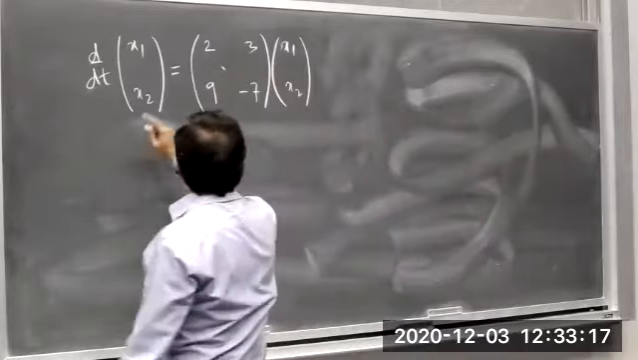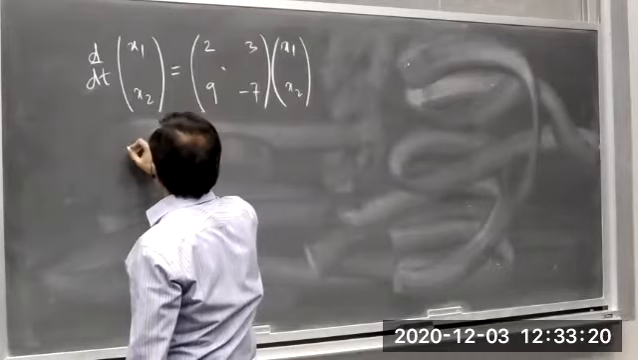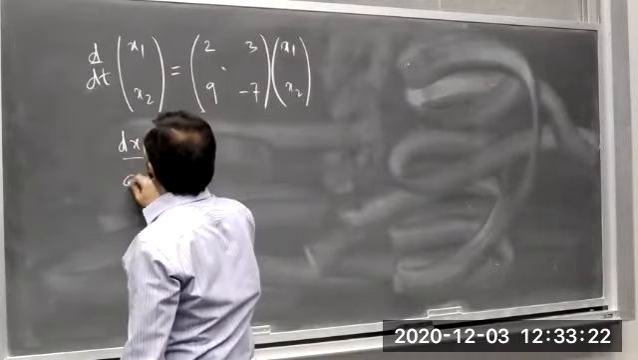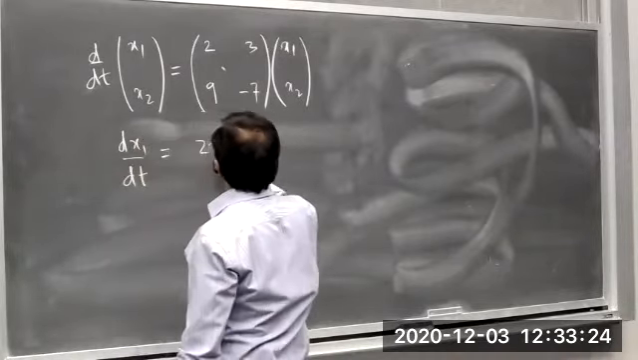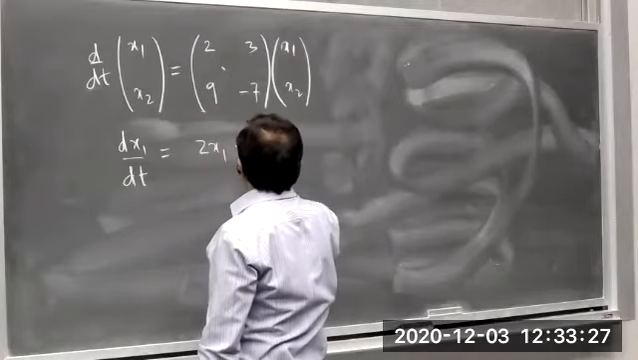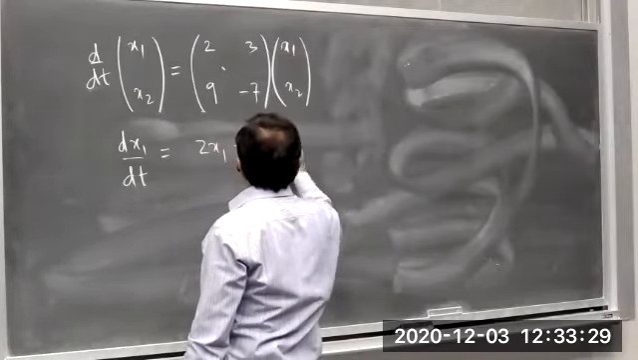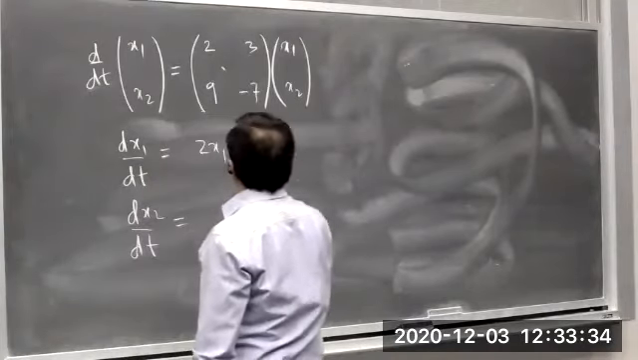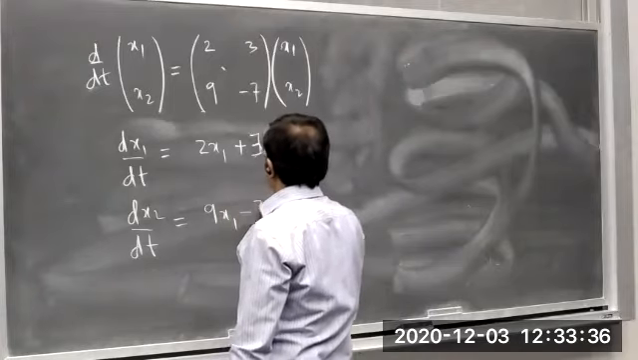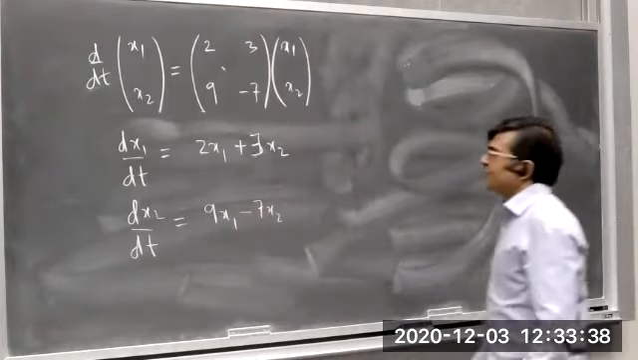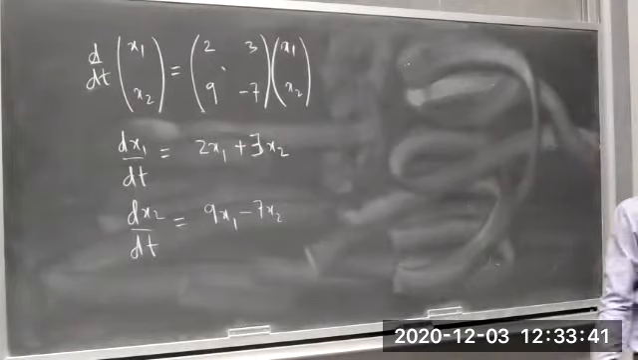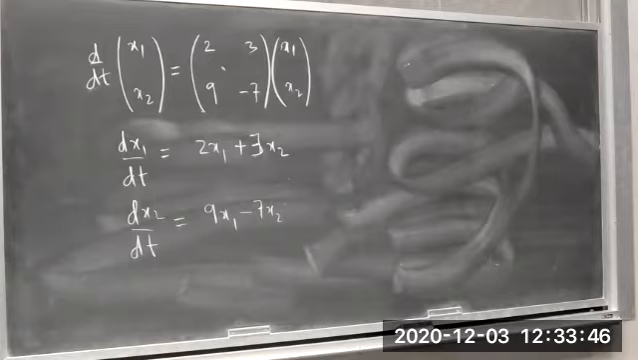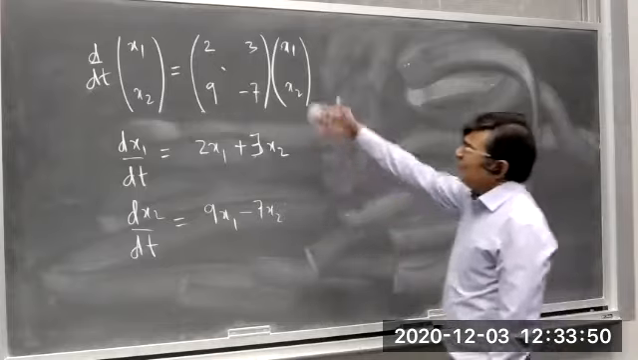So this is basically dx1/dt = 2x1 + 3x2 and dx2/dt = 9x1 - 7x2. These kinds of systems we shall discuss, and we'll find the ways to solve them. This is a 2x2 system.